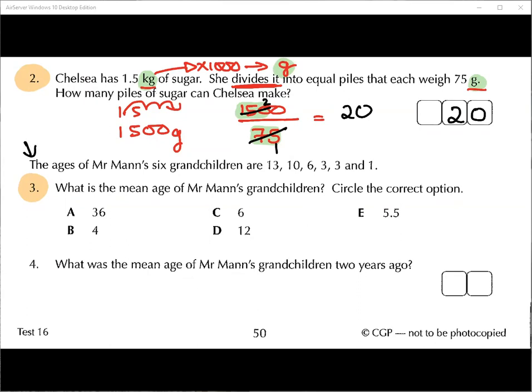Starting from here. The ages of Mr. Man's 6 grandchildren are 13, 10, 6, 3, 3, and 1. What is the mean age of Mr. Man's grandchildren? Circle the correct option. Is it C? So question number 3, is the answer C? Yes, the answer is C, but that doesn't really teach us anything, it just tells you what the answer is.